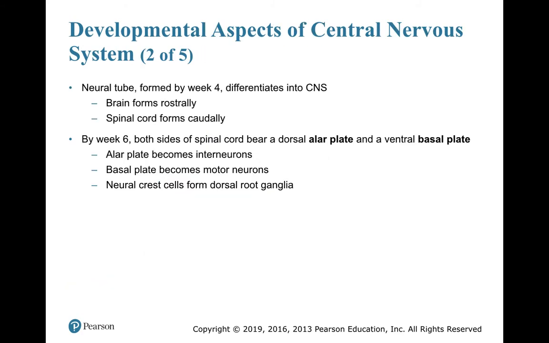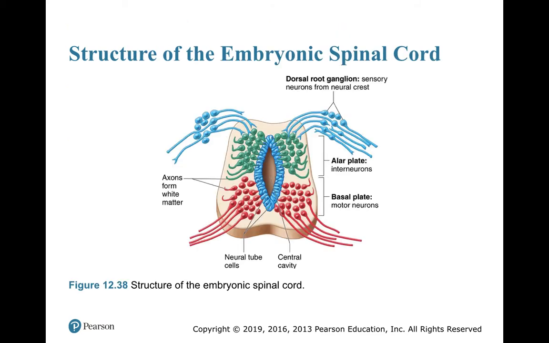And the process of rostralization will begin. So the brain will form on the rostral end, spinal cord on the caudal end. By 6 weeks, they have an alar plate and a basal plate. The alar plate becomes all the interneurons. The basal plate will become motor neurons, and neural crest cells will form the dorsal root ganglia by week 6.